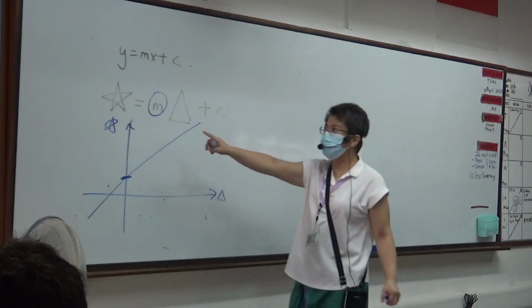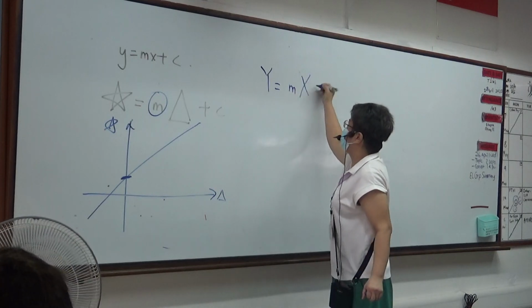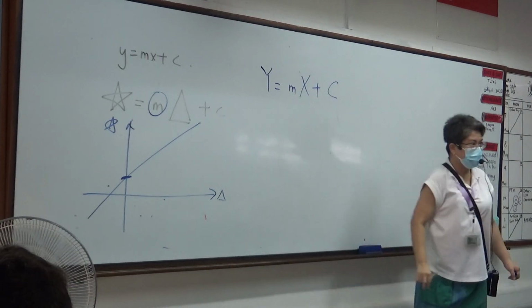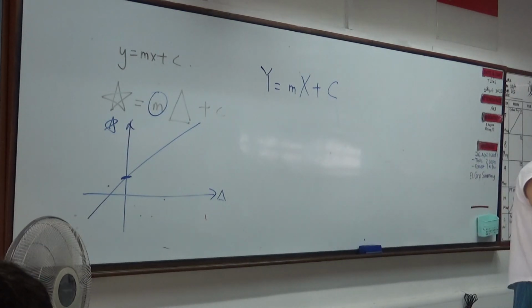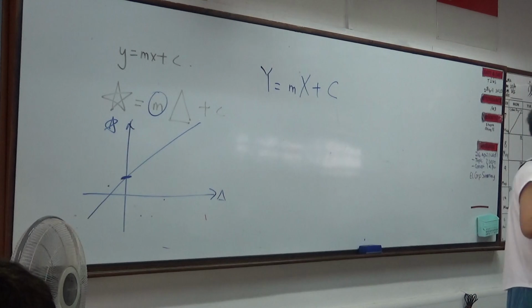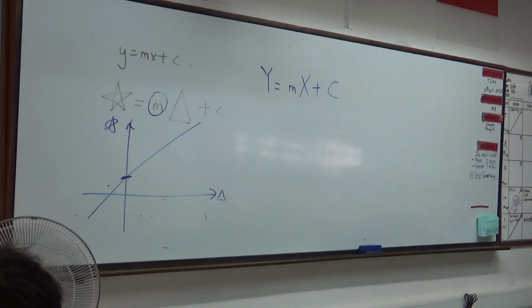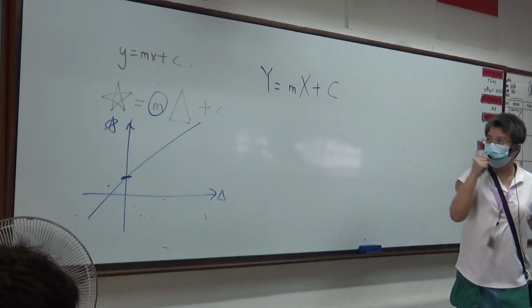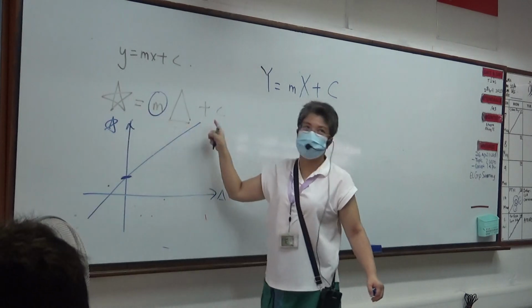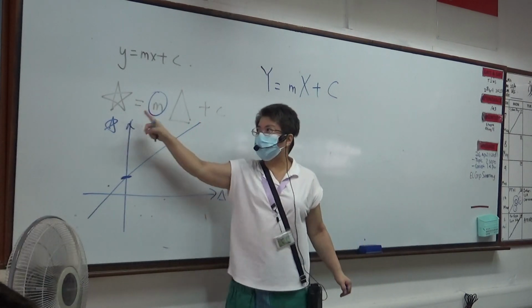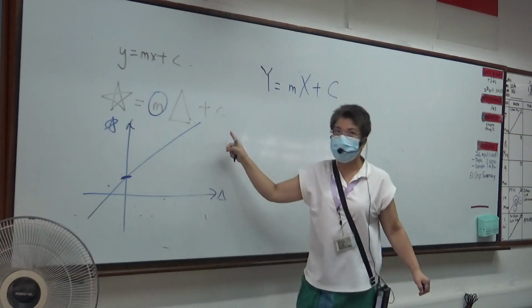Now, the textbook doesn't use star and triangle. They use capital Y equals m capital X plus c. Understand? Because we sometimes need to transform to see which is my m and which is my c, and to be able to find them during our manipulation. Everybody clear with what I'm saying? If you're not comfortable with this, always use symbols. Star equals m triangle plus c. This is the horizontal axis, this is the vertical axis, and we are able to determine m and c.